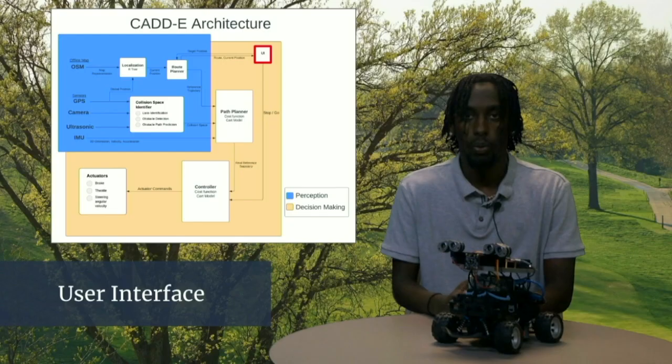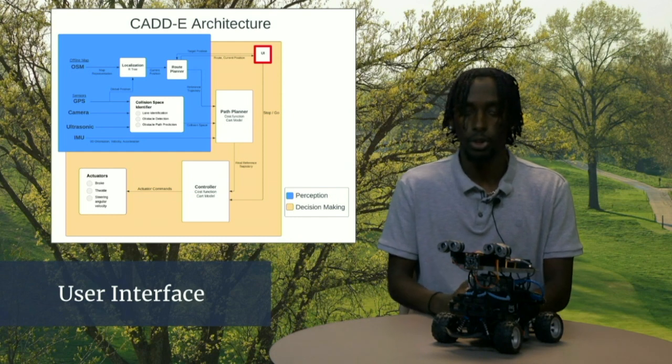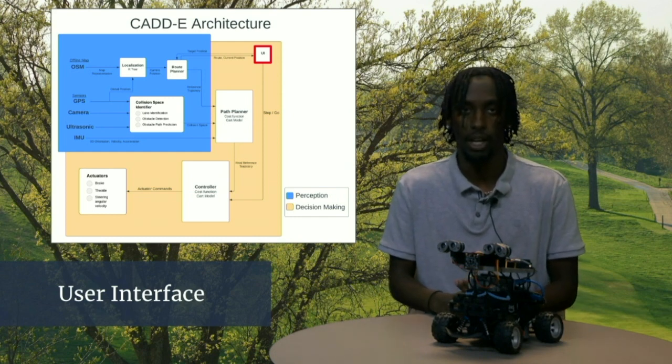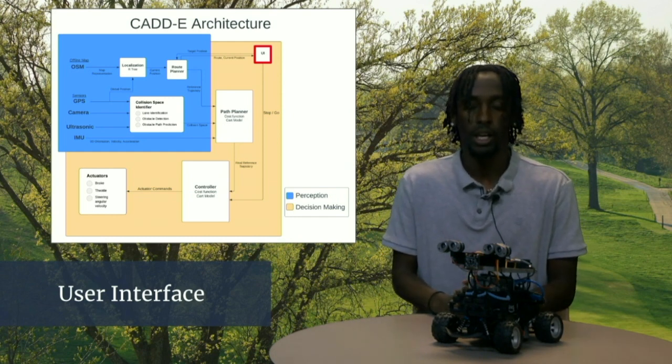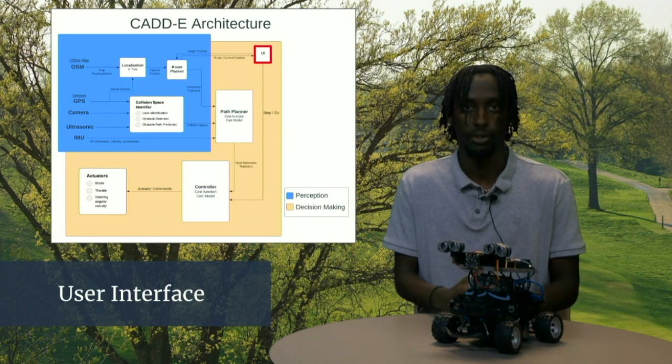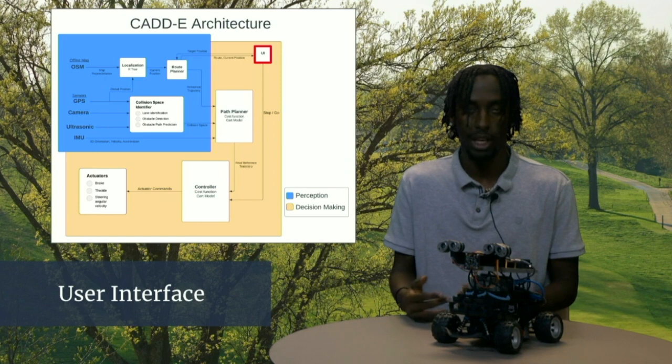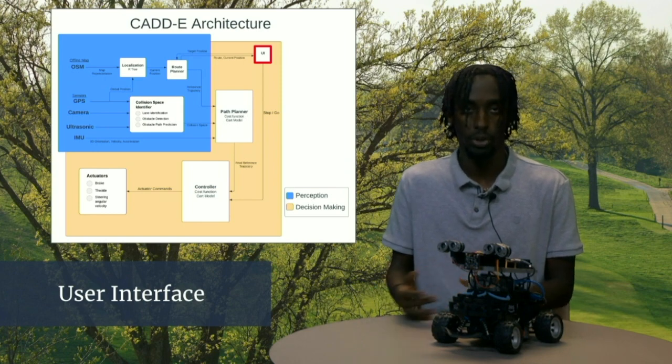When designing the user interface for CADD-E, there were two major important considerations that we kept in mind during the whole process. The first being how a golf cart is used during a typical session of golf, and the second being how do we keep the UI simple, streamlined, and easy to use, while also showing the user the necessary information for them to have a successful golfing session.